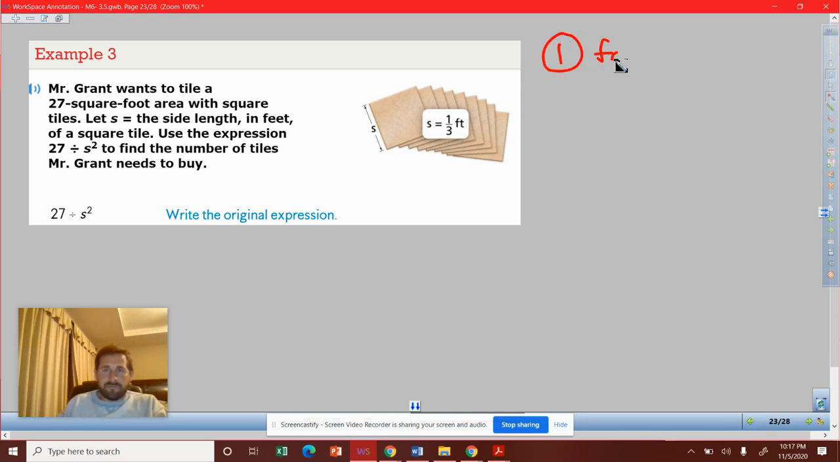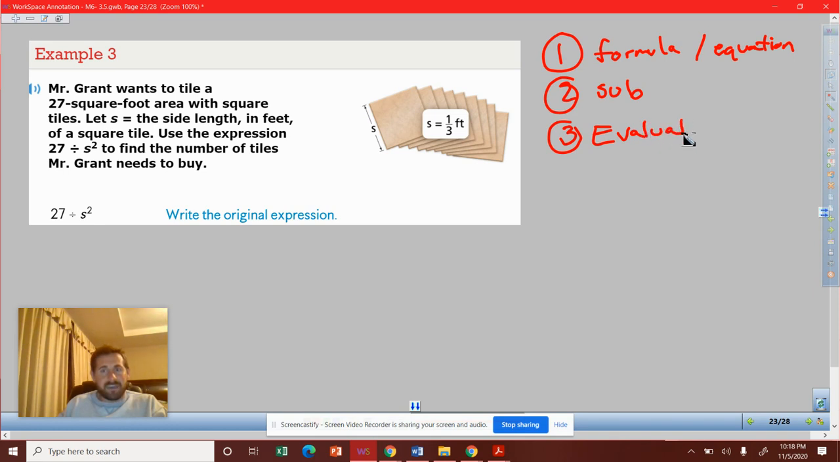So I keep telling you about this. Number 1, write down the formula, or in other words, the equation. And then we're going to substitute. And then number 3, we're going to evaluate. And we all should know by now, what does evaluate mean? It's another word for solve. And when we solve, we should be using our GEMDAS tower.